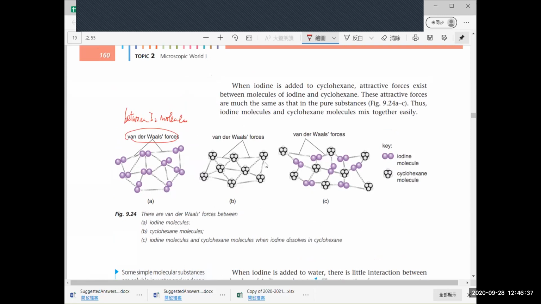How about between the cyclohexane molecules? It is also held by van der Waals forces. How about between iodine molecules and cyclohexane molecules? It is also made up by van der Waals forces. Which means that in whatever combination, the attraction forces are much the same. If you are going to talk about a solution, you are going to talk about the attraction force between the molecules of iodine and cyclohexane. They are much the same as in the pure substances.